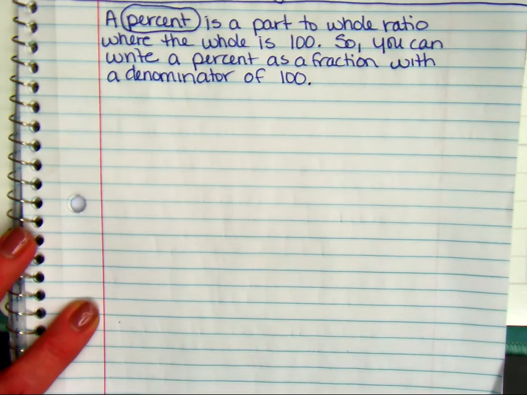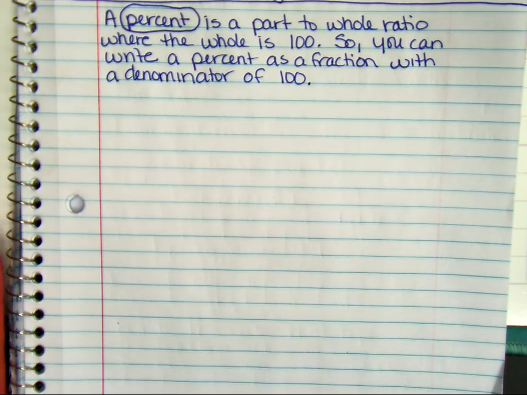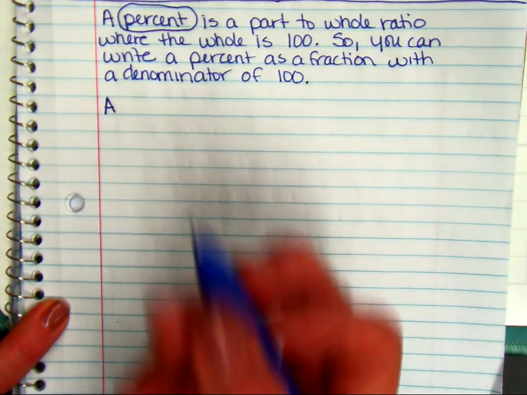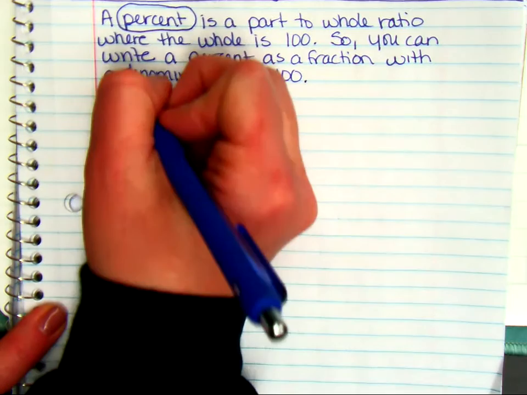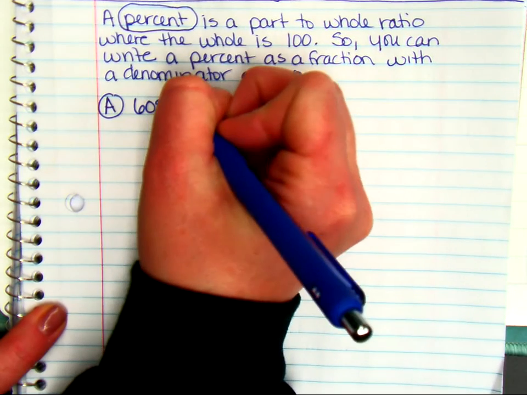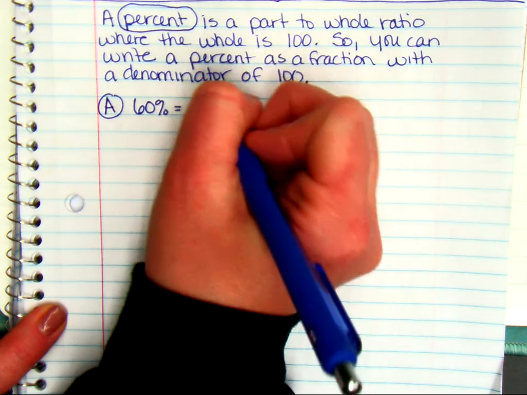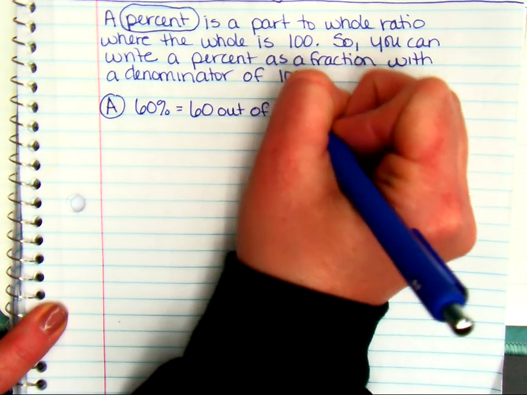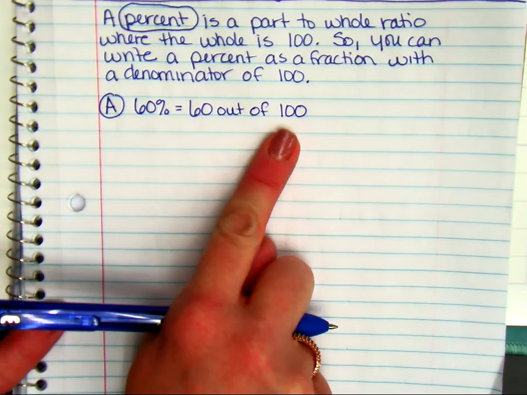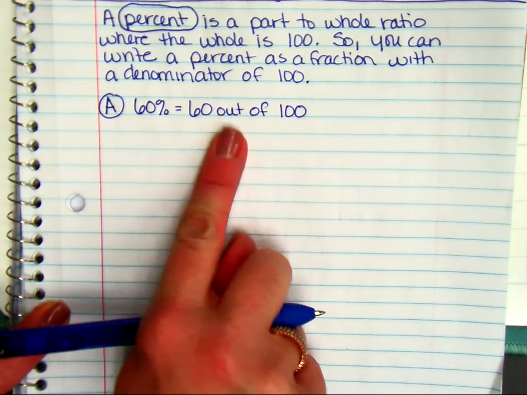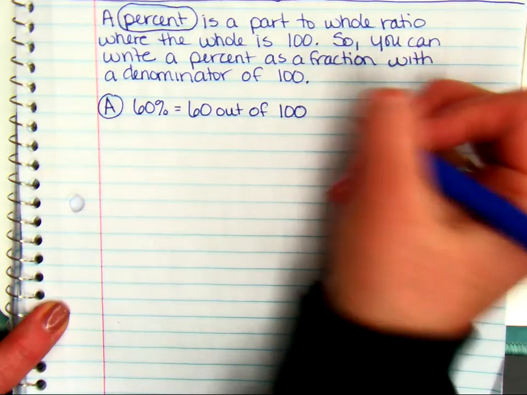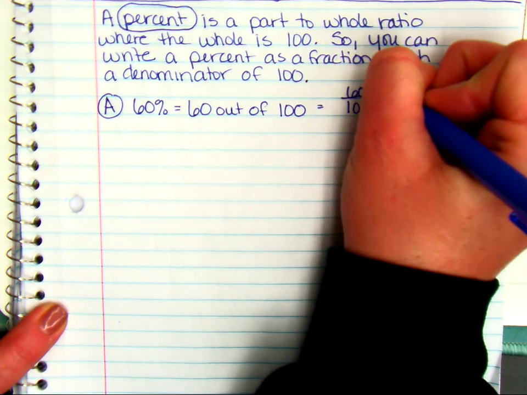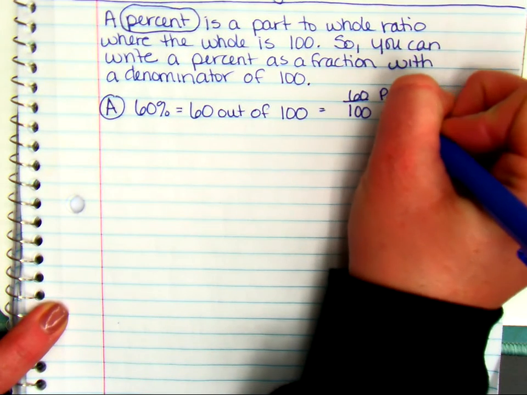So we're going to do some examples of this. The first example, if we did 60% equals 60 out of 100. So 60 to 100, that would be your ratio. 60% is 60 out of 100. And that equals 60 over 100. This would be your part. This is your whole amount.